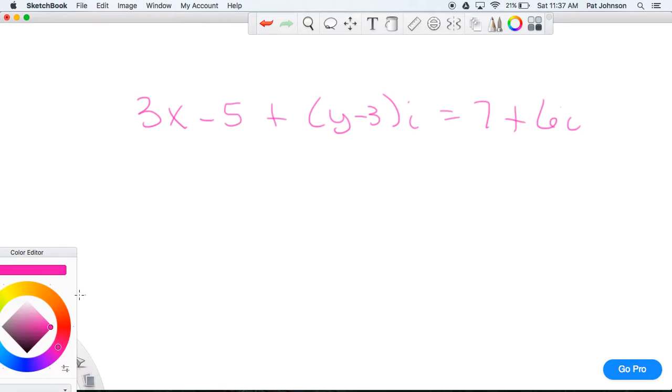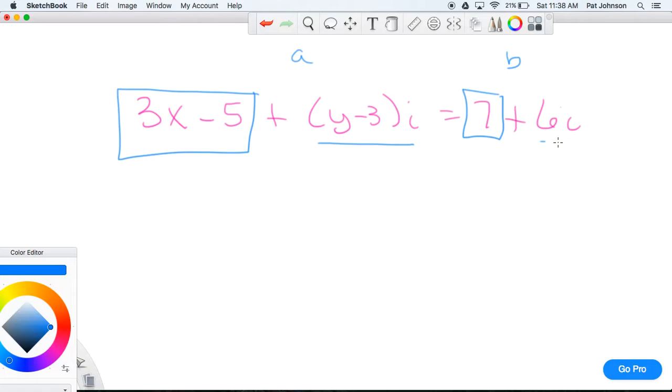So instead of looking at it as one equation, we're going to look at it as equation A and equation B. What is my real part? 7. What's my real part over here? Here. So remember, this is two terms and they're the real part. This is another term, but it's the imaginary part, just like this one. So we're going to say 3x minus 5 equals 7. We're going to solve, and x equals 4.